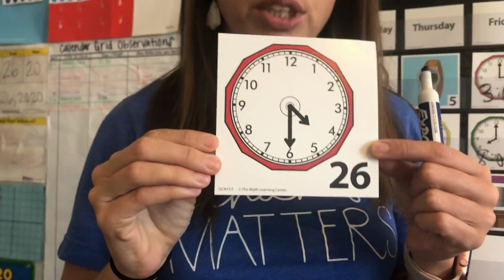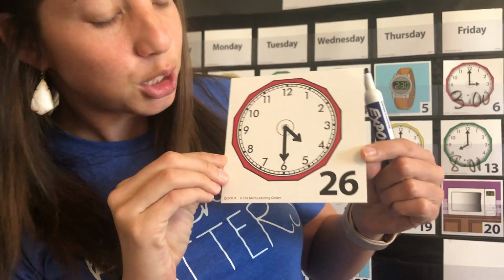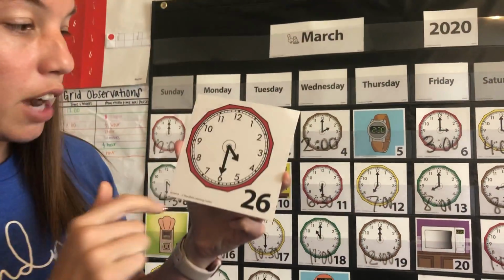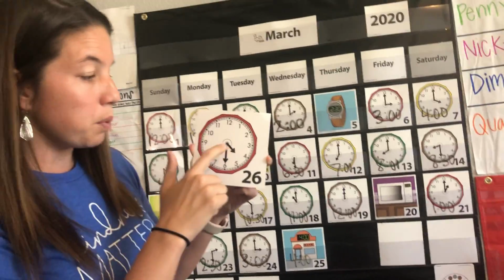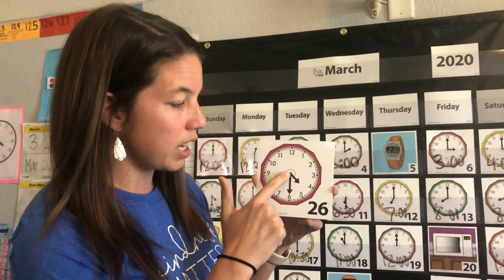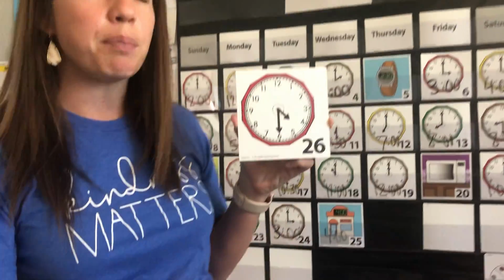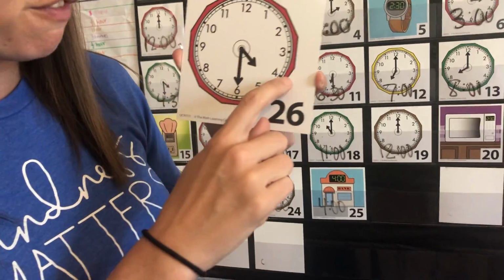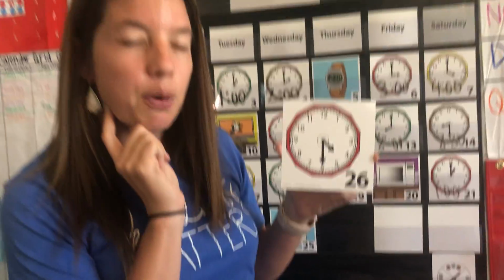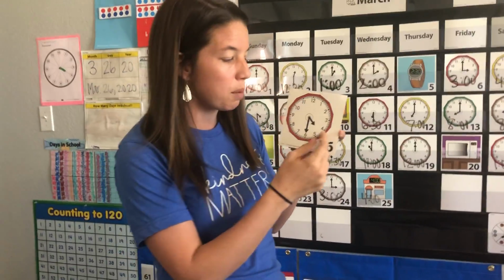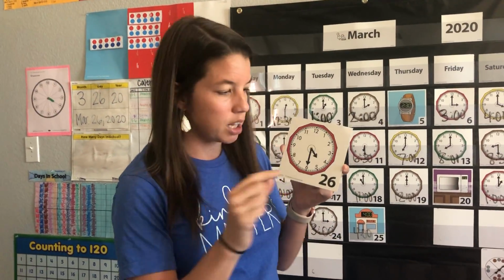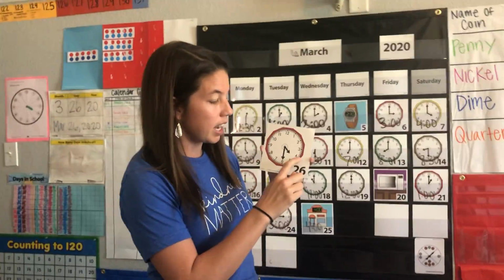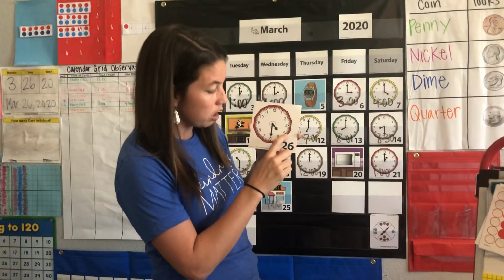What type of clock is this, boys and girls? That's right, it's an analog clock. And remember earlier this week, we said we always say the hour hand first. So the hour hand on this clock is pointing in between the 4 and the 5. And when it's pointing in between two numbers, we always say the number that's before it. So we're going to say it is 4.